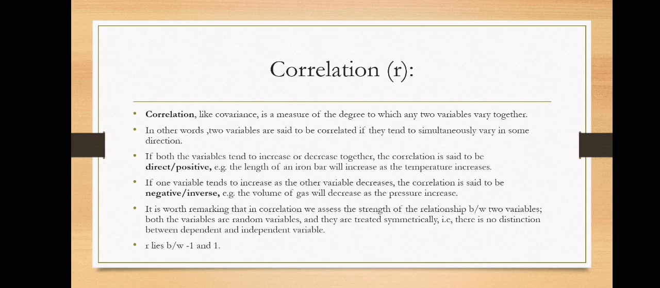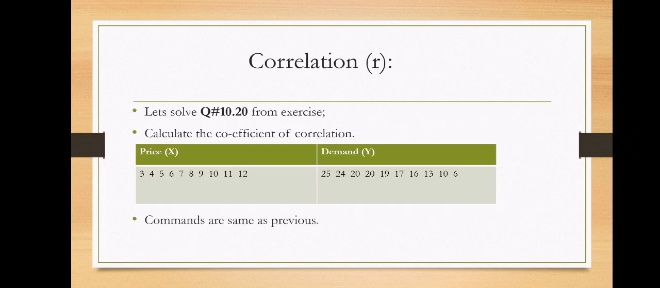It is worth remarking that in correlation we assess the strength of the relationship between two variables. Both variables are random variables and they are treated symmetrically. That is, there is no distinction between dependent and independent variable. R lies between -1 and 1.